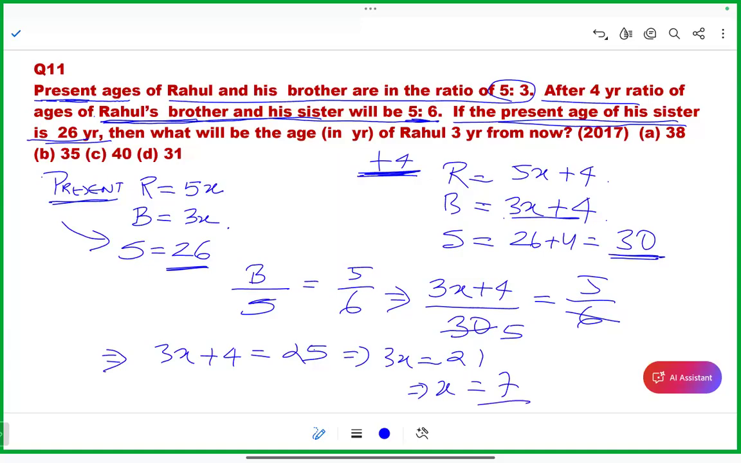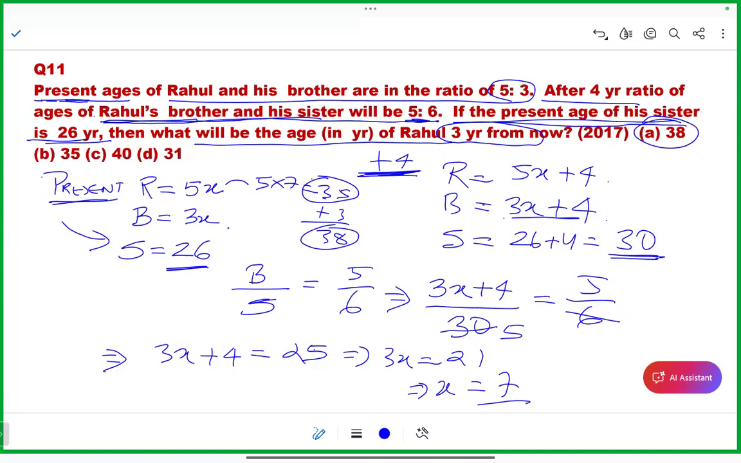So what is the question about? What will be the age of Rahul 3 years from now? Rahul's present age is not 7. It is 5 into 7, which is 35. So 3 years from now, 35 plus 3, it will be 38. This is a little more complicated than what we have been solving yesterday.